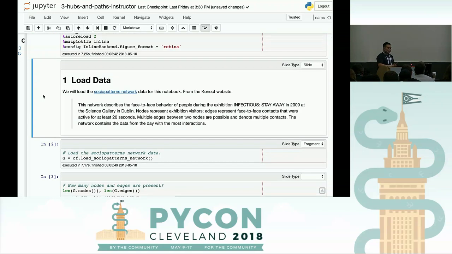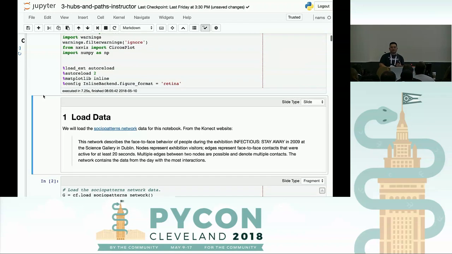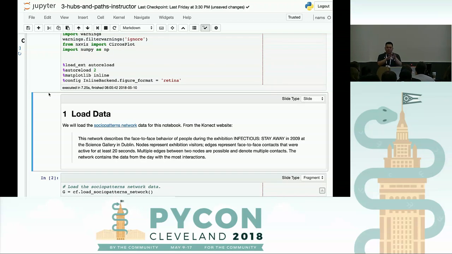So what we have here is a notebook in which we're going to talk about how you think on graphs and how you look at important nodes inside a graph, right?